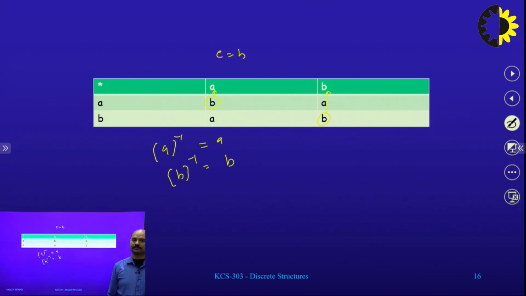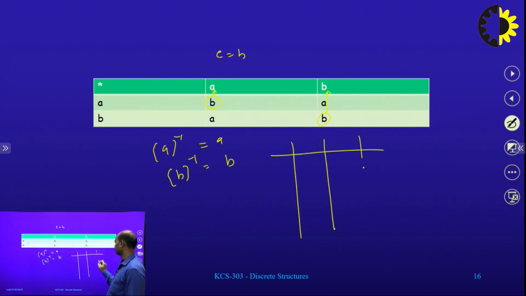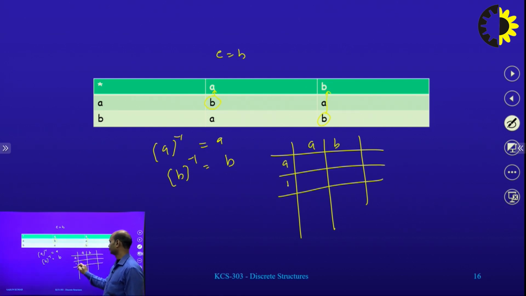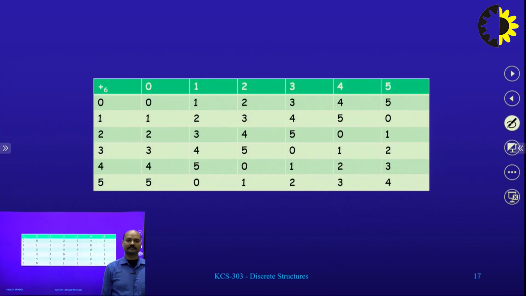Can we check the commutative property? We transform our row into column. We write here A and B. Here is the binary operation. Then first row is BA, so we put here BA. Then second row is AB, then we write AB. And these both matrices are identical. So we can say that along with the closure property, the commutative property is also satisfied for this particular algebraic structure.